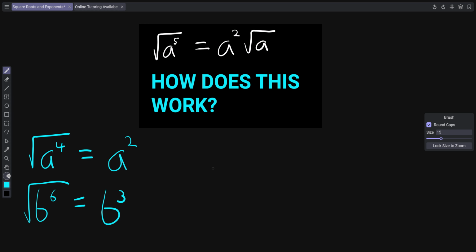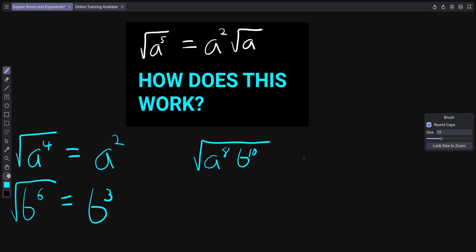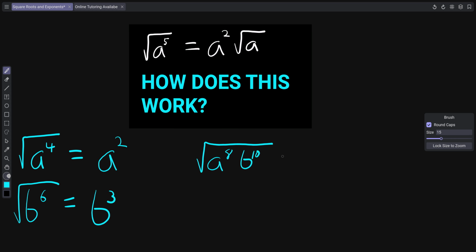And something just slightly more sophisticated, let's say we had the square root of a to the 8th power and b to the 10th power. Well, we would just divide both of those exponents by 2 and we would be left with a to the 4th power and b to the 5th power.